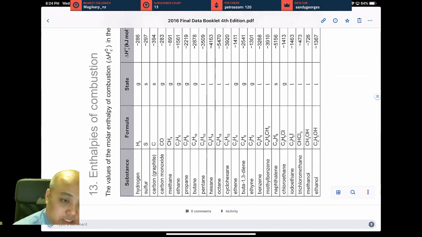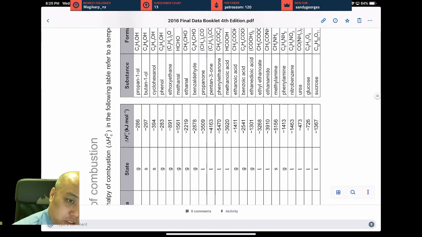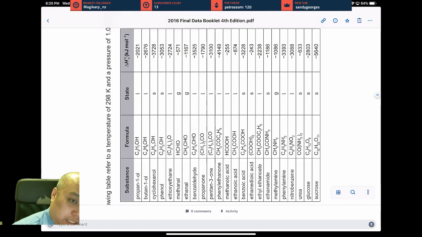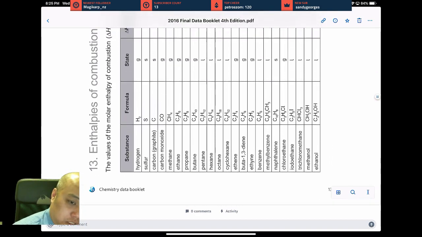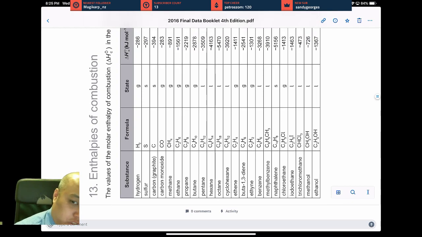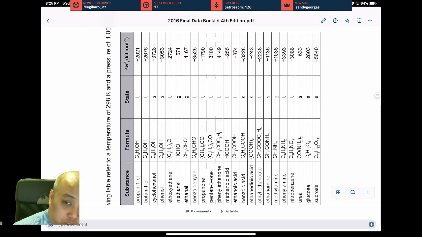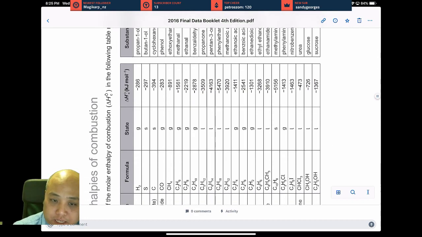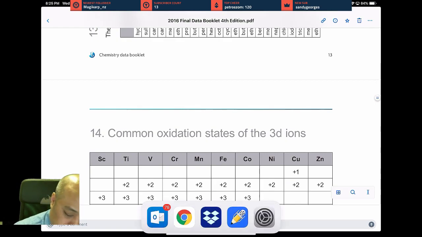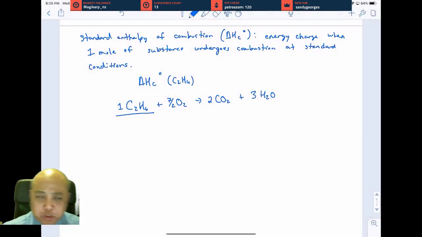Down here. Sorry, it's sideways, but these are enthalpy of combustions, okay? And so at standard temperature and pressure, 100 kPa and 298 Kelvin. And so you have all these substances with all their values. Notice all their combustions are exothermic, which we define combustions as exothermic, along with neutralization equations. Okay.